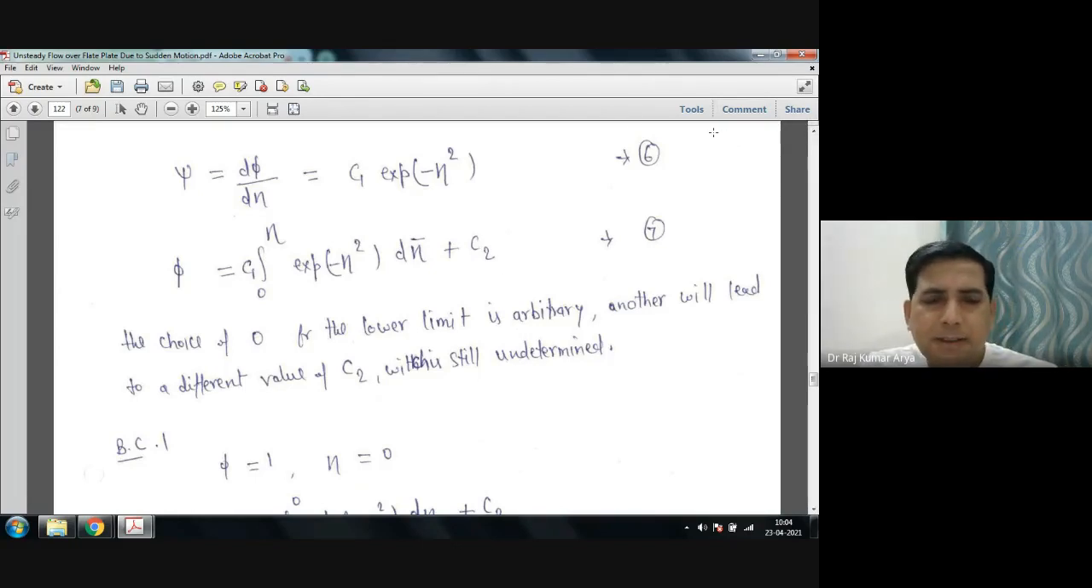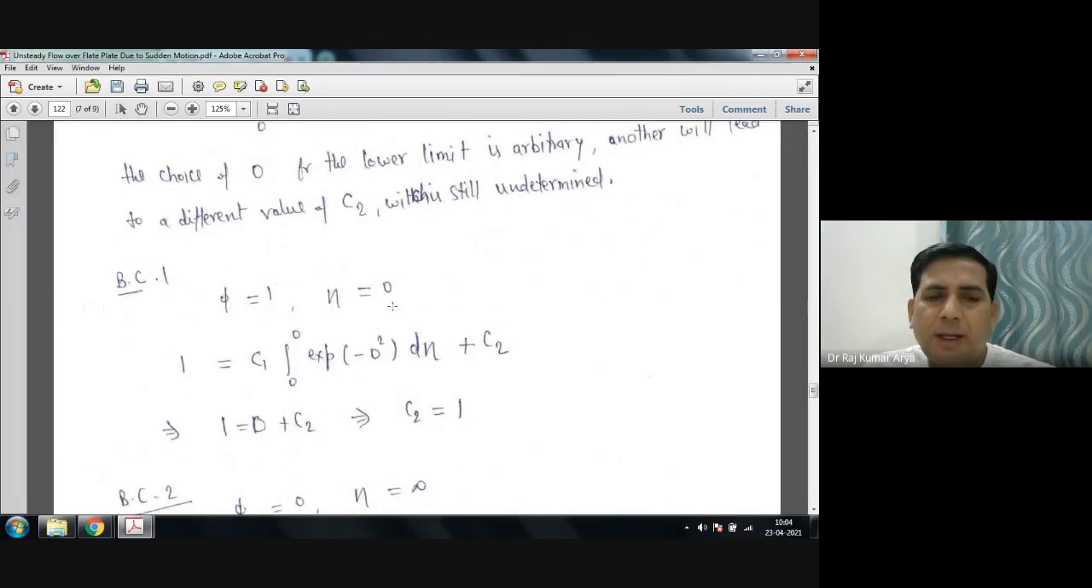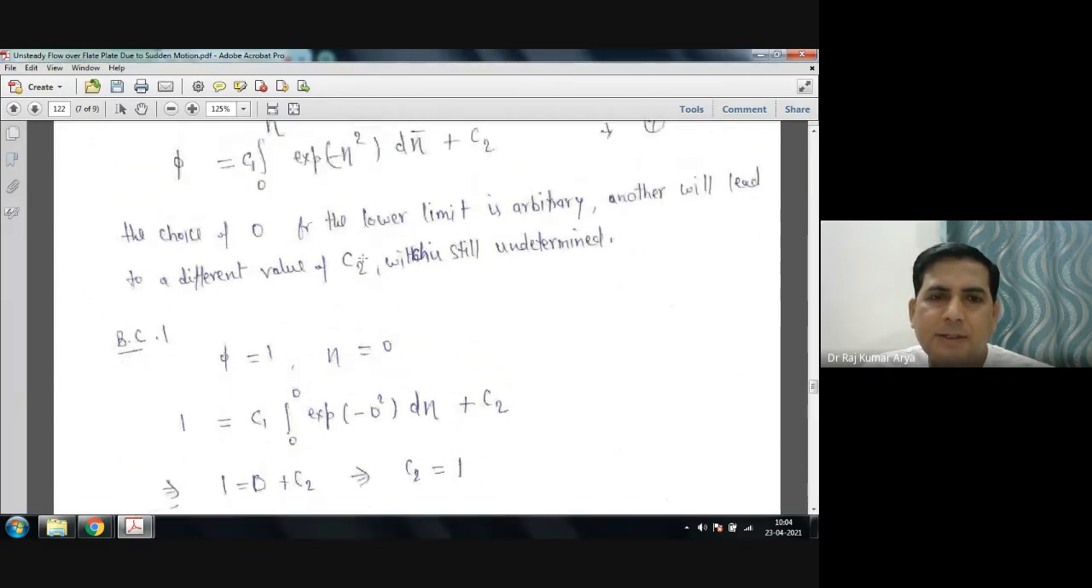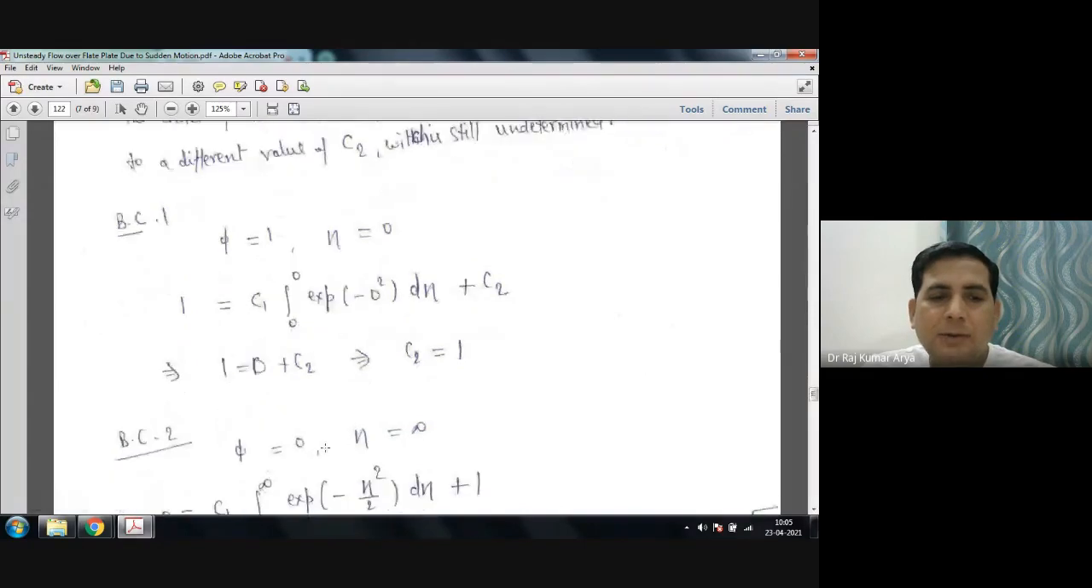Now here you have these two constants C1 and C2 that need to be solved from your boundary conditions. So what are your boundary conditions? That at phi equal to 1, your eta was 0. So if you substitute phi equal to 1 in this equation, you are getting that C2 equal to 1, right? Correct? Yes, sir.